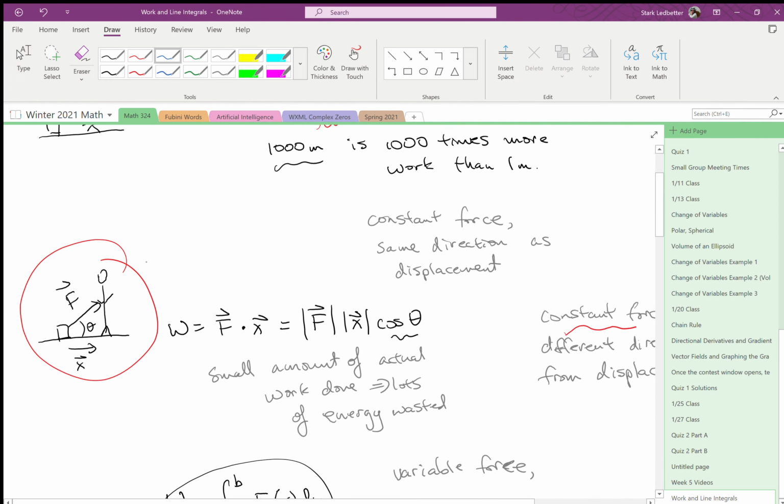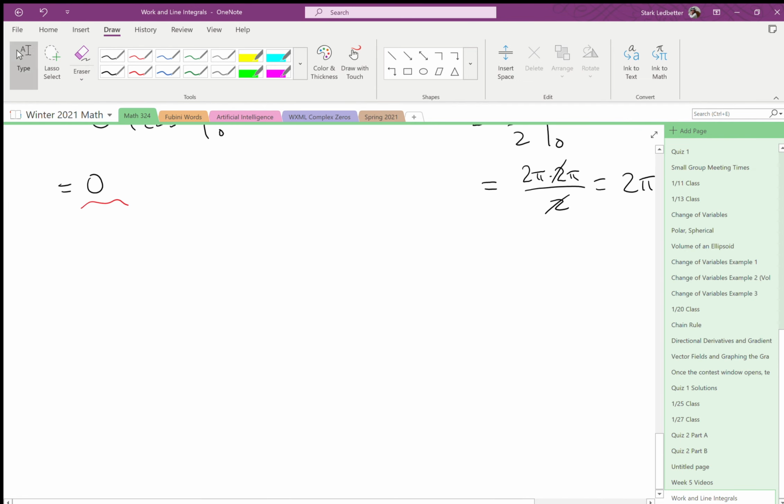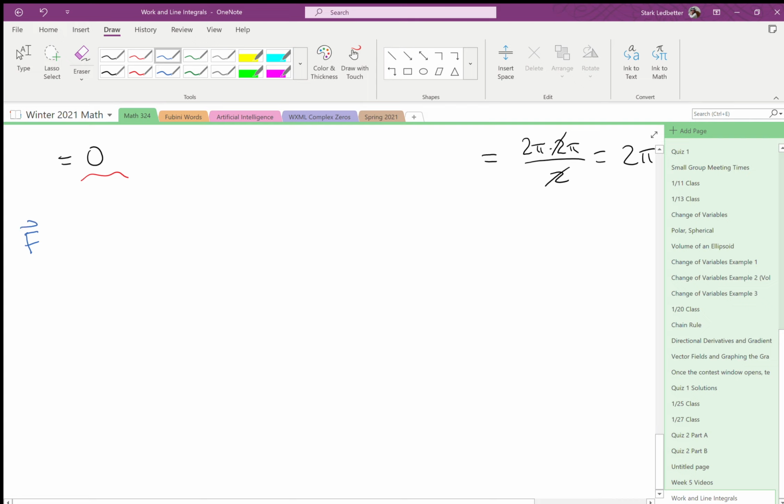What about this poor guy? It's not always possible or effective to pull in the direction that you're moving. So we would like to allow for a vector force function. So now we're going to do a varying force, but maybe in a different direction from movement.